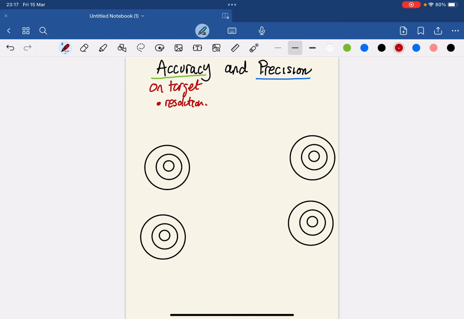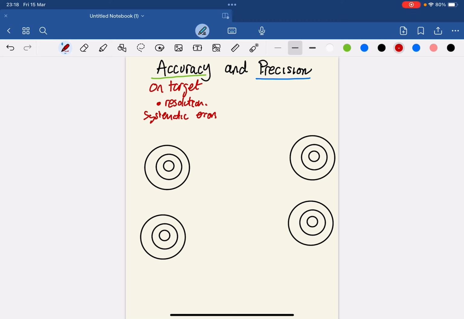And the type of error we associate with this is a systematic error. So systematic errors are quite often to do with equipment, and these are errors that are seen throughout the investigation.